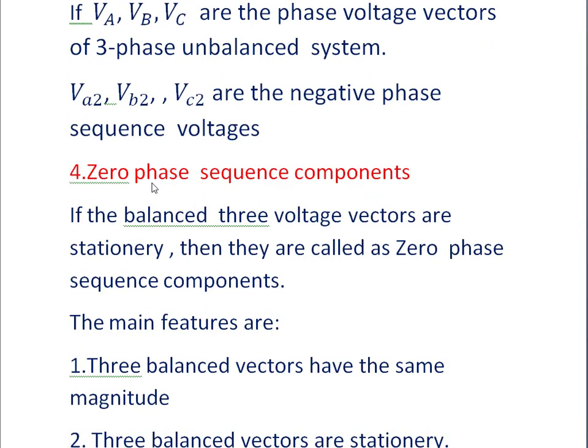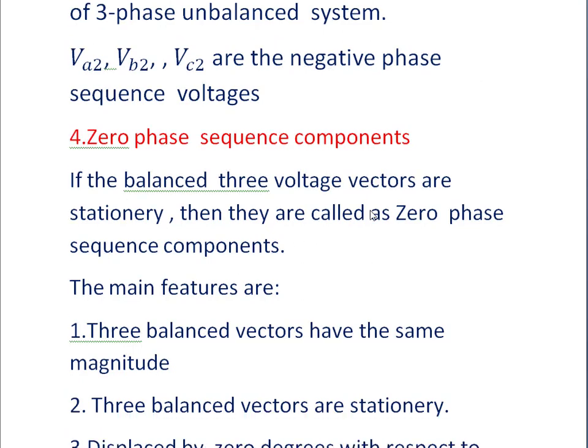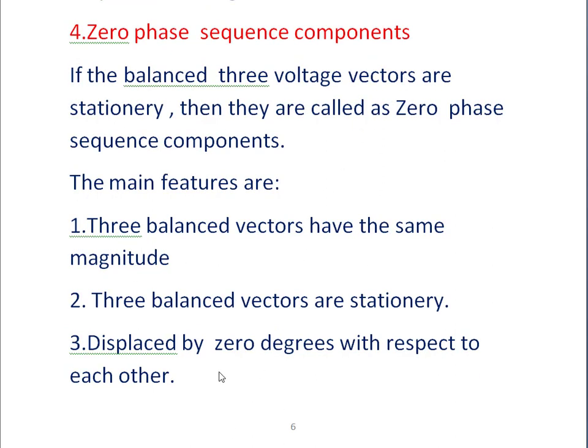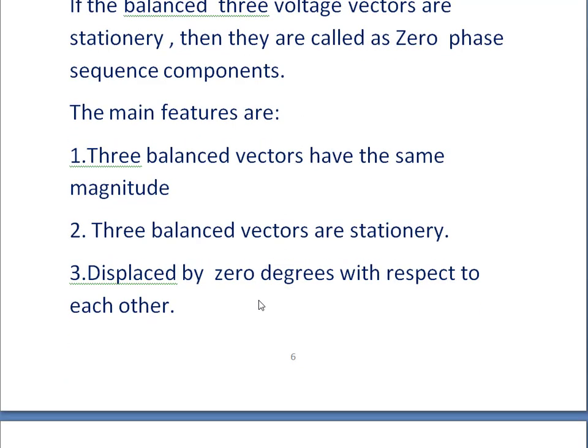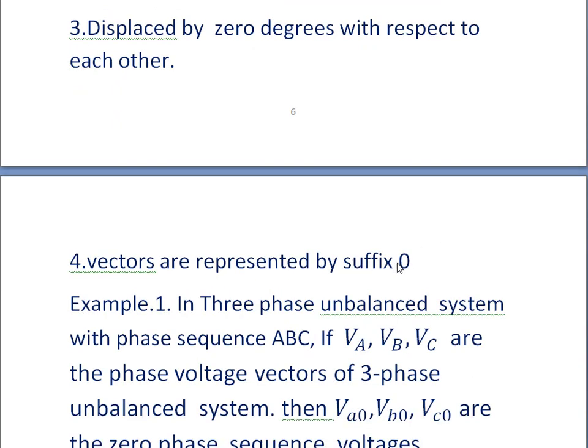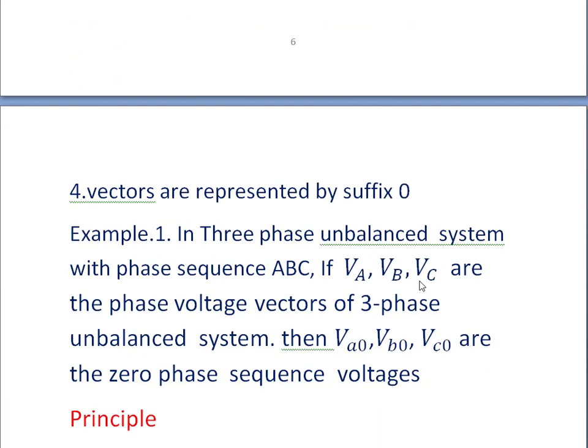Next, coming to another term called zero phase sequence components. The main features of zero phase sequence components are that their magnitude is the same, the phase angle between the vectors is 0, and these vectors are stationary. These vectors are represented by suffix 0.